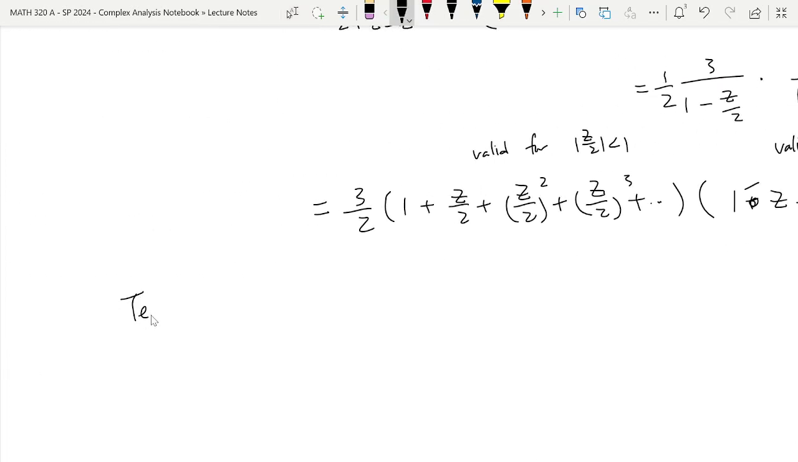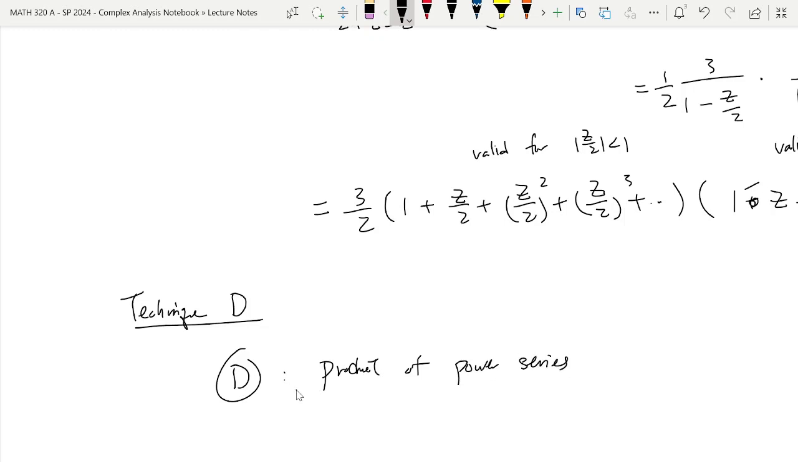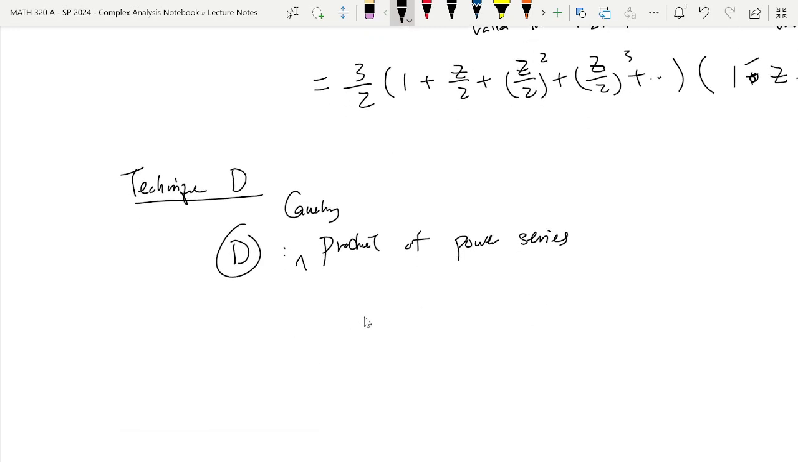And technique D is the product of power series. Really? Seriously? And that's called the Cauchy product. There's a name to it. There should be something good coming out of it. So the Cauchy product of power series. So what does it mean? Rather than center at z0, just use z to the power n. Yes, you can do that. It converges.